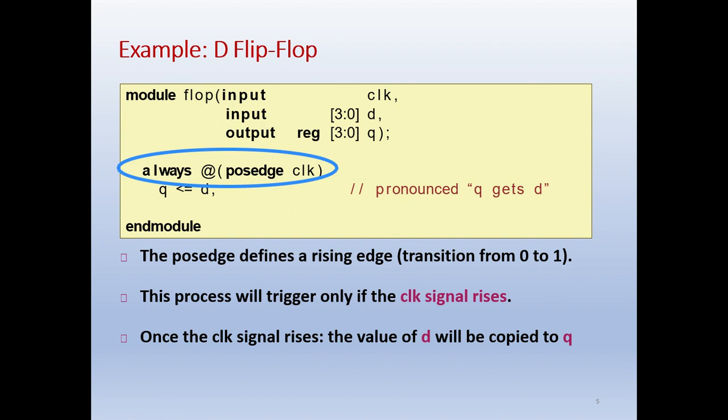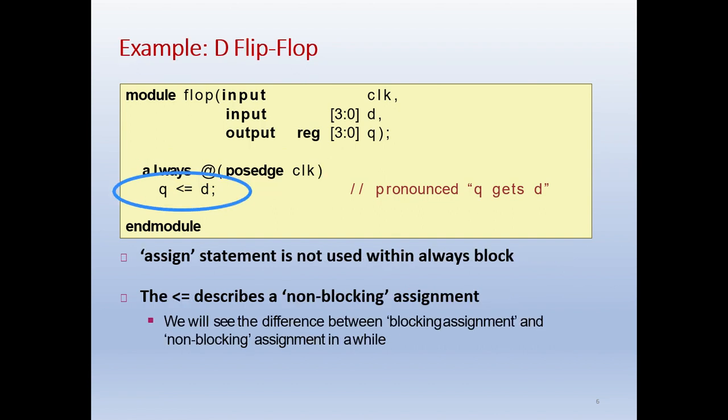On the positive edge, when the positive edge is detected, the value of D is copied to Q. Here this is a statement of assigning. Assign is not used within always blocks. Within an always block we don't want to use assign, because if this condition is executed, then surely this will get assigned, so no separate assignment is required.